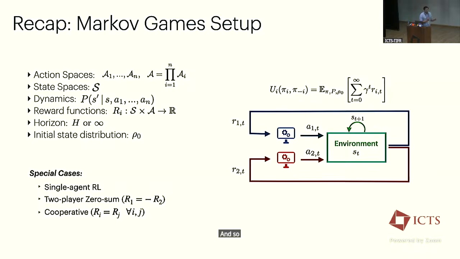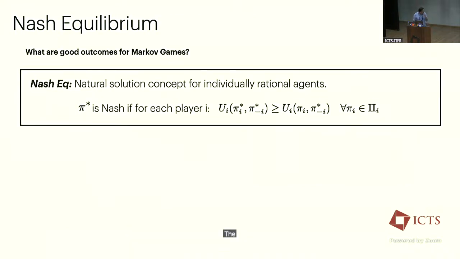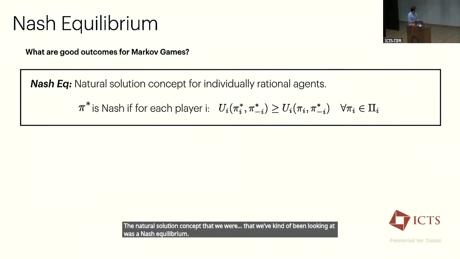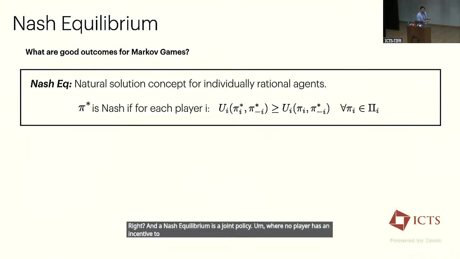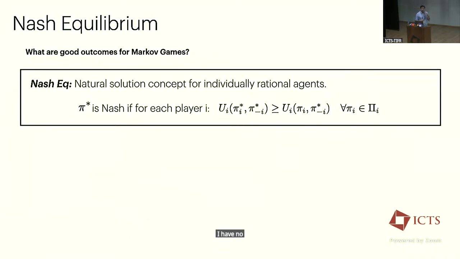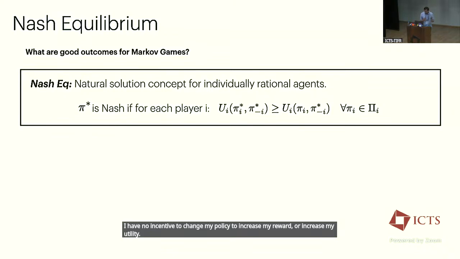And so that's just a complete recap of what we saw yesterday. Because, as you remember, all players are trying to optimize their own objectives, but they're all coupled. The natural solution concept that we've been looking at was a Nash equilibrium, right? A Nash equilibrium is a joint policy where no player has an incentive to unilaterally deviate. So if everyone else is fixed, I have no incentive to change my policy to increase my reward or my utility.